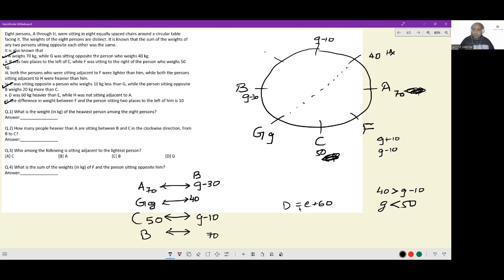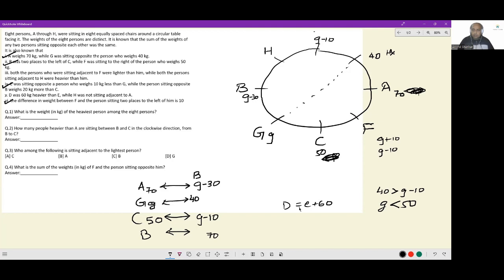H has to come at one of these two spots. H is not coming here, H is coming at one of these two spots. D was 60 kg heavier than E, while H was not sitting adjacent to A. The people left are D and E and H. Let's say H was here, and D was 60 kg heavier than E.